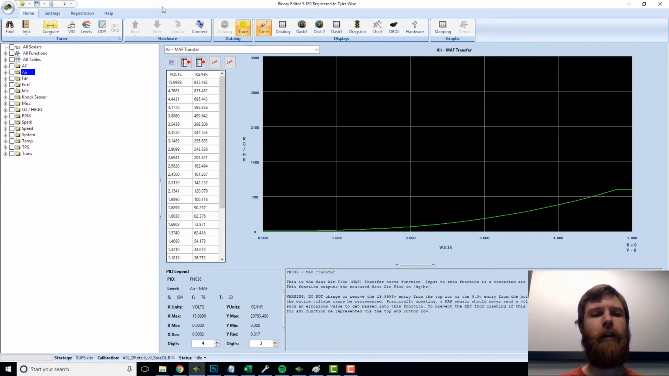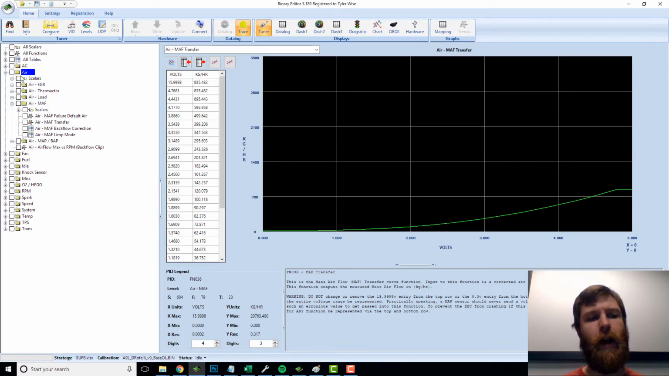So in binary editor here, this is an old tune I did a long time ago. It was actually an 89 Mustang with a totally bone stock engine top to bottom. This was one where I was preparing it for a supercharger, so I had changed out some of the fuel system and did a few other things, but ultimately I was still running the stock mass air meter and just trying to make sure that the new injectors were okay before I strap the blower on and go down that path. So the first thing I want to talk about is your mass air transfer.